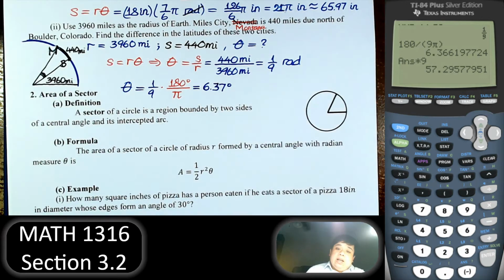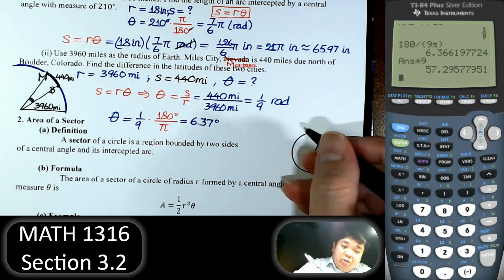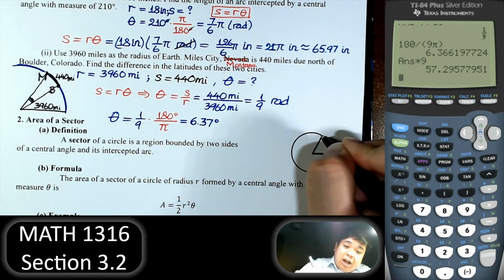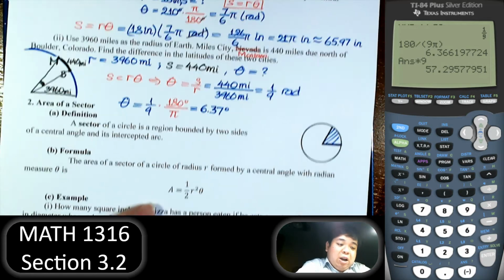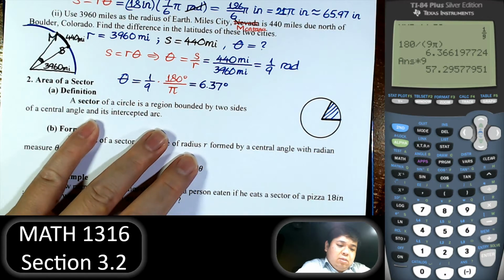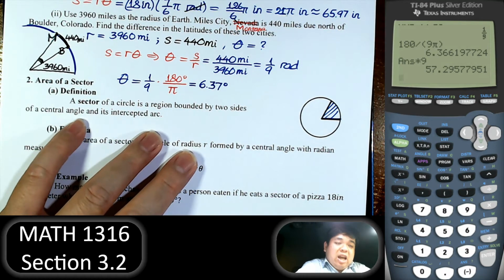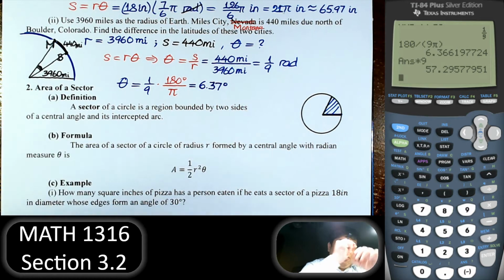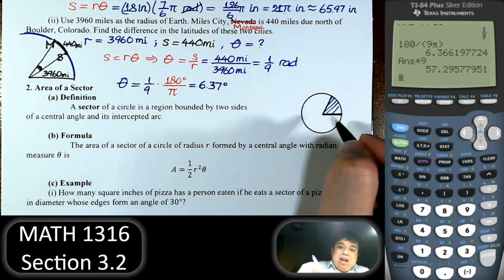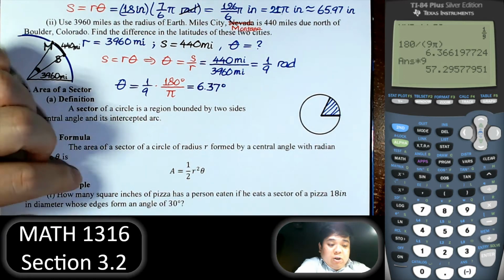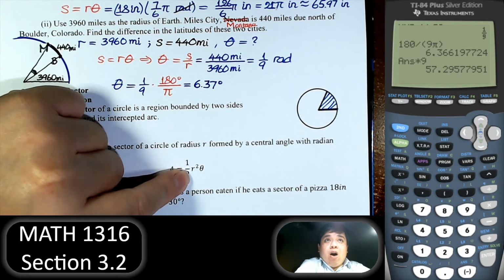Next part of the section is the area of the sector. A sector is formed by two radii cutting a circle. A sector is formed by two sides of the central angle. Of course, the vertex of the central angle is at the center, and those are two radii. So that is the sector, pretty much. The formula for the area of the sector is 1/2 r squared theta.